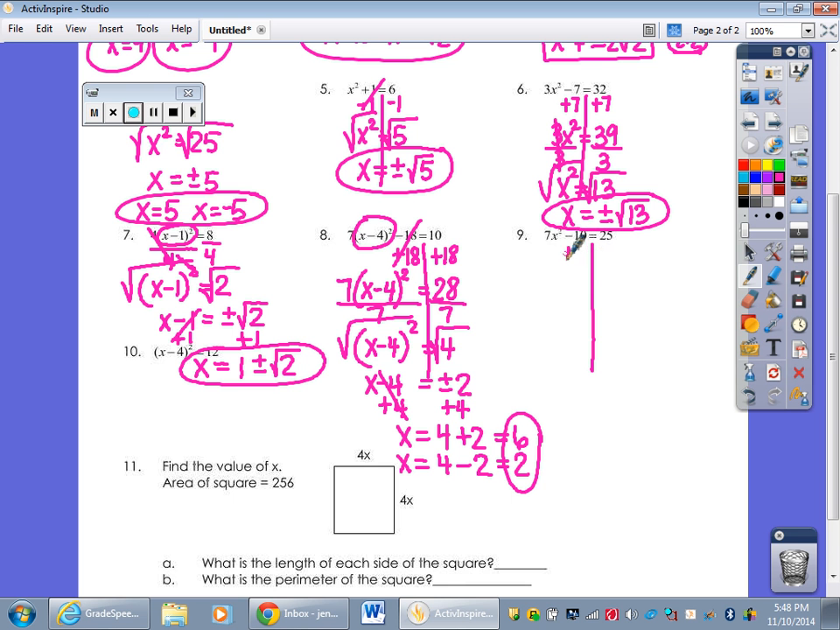Number 9, we are going to add 10 to both sides. So we get 7x squared equals 35. Divide by 7. So x squared is equal to 5. And then take the square root. Do not forget your plus or minus. Okay? And square root of 5 cannot be simplified, so you have to leave it as the square root of 5.